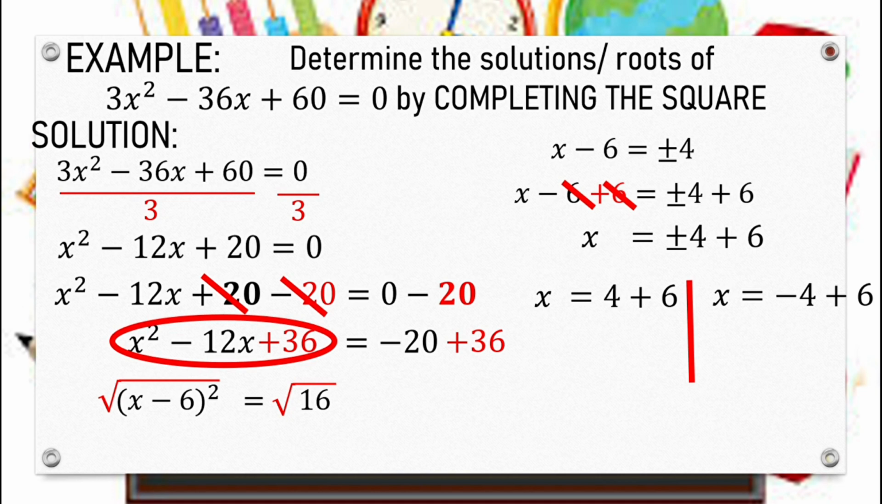To simplify, the left side of our equation 4 plus 6, the sum is 10. And to simplify negative 4 and 6, the result is 2. This means 3x squared minus 36x plus 60 equals 0 has solutions 10 and 2.